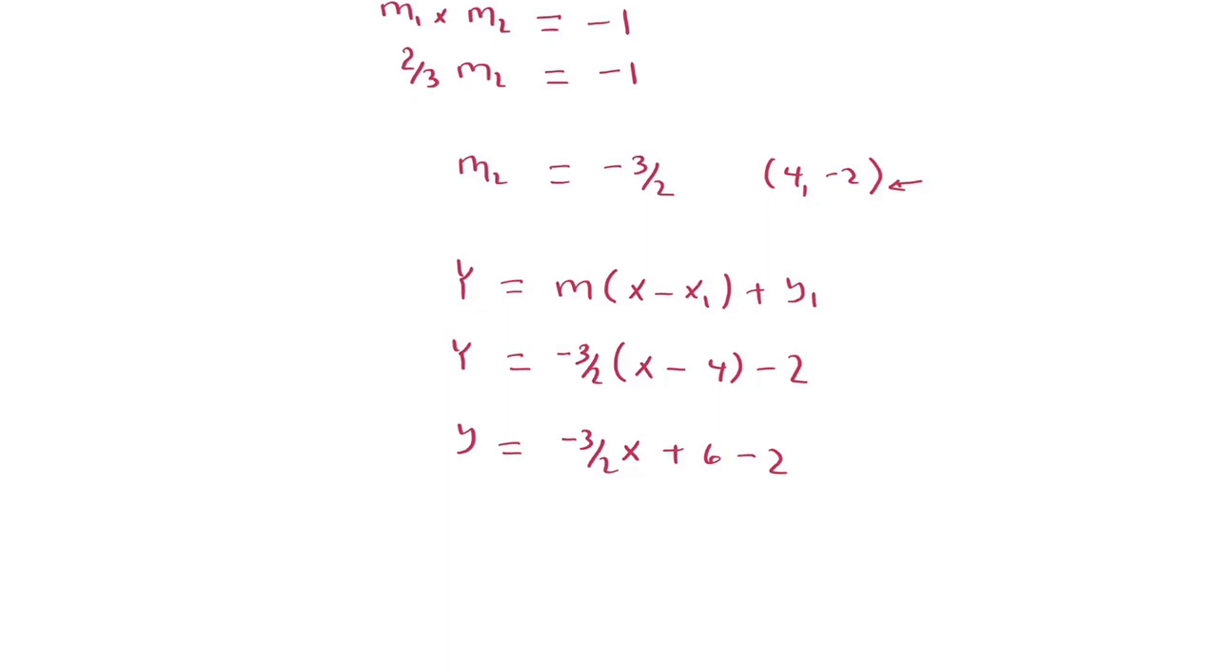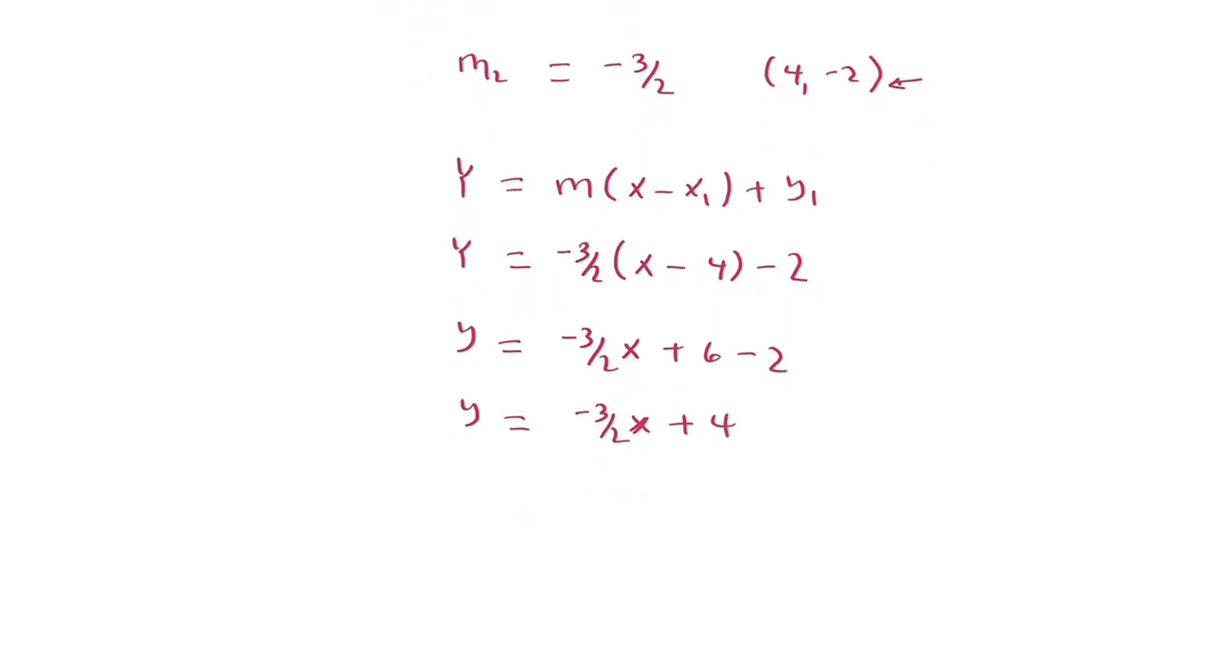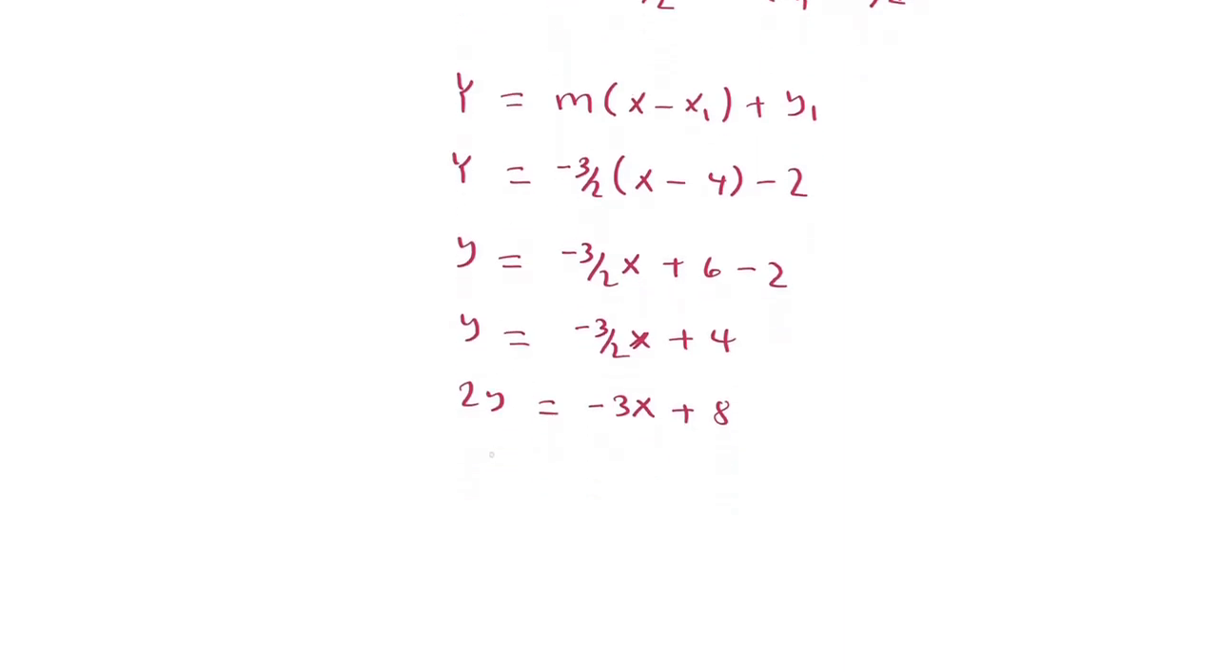Okay, so now let us combine the like terms. Our expression is going to be y equals -3/2 x + 4. Let us now multiply by 2 both sides. Our expression is going to be 2y equals -3x + 8. Let us now rearrange this equation. Our equation is going to be 3x + 2y - 8 = 0. And this is the equation required.